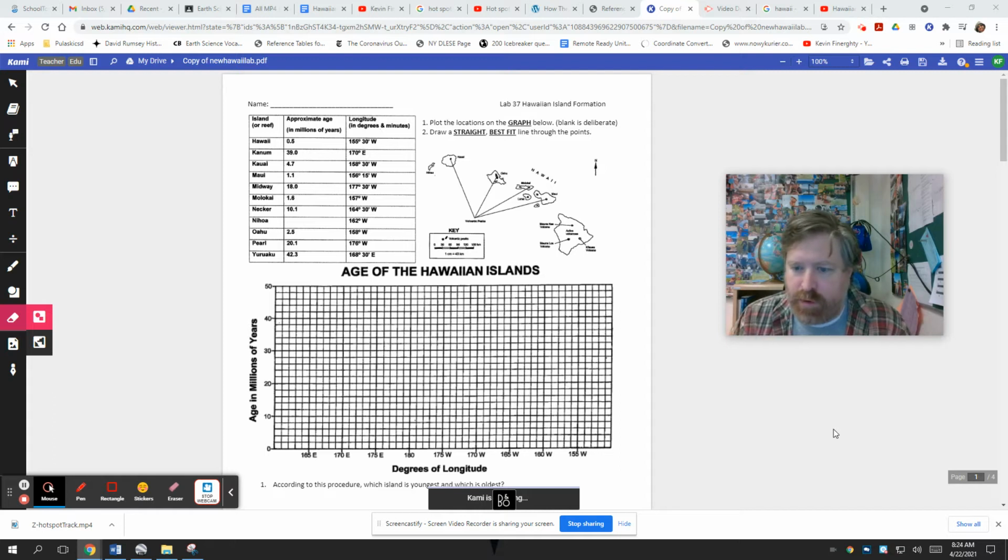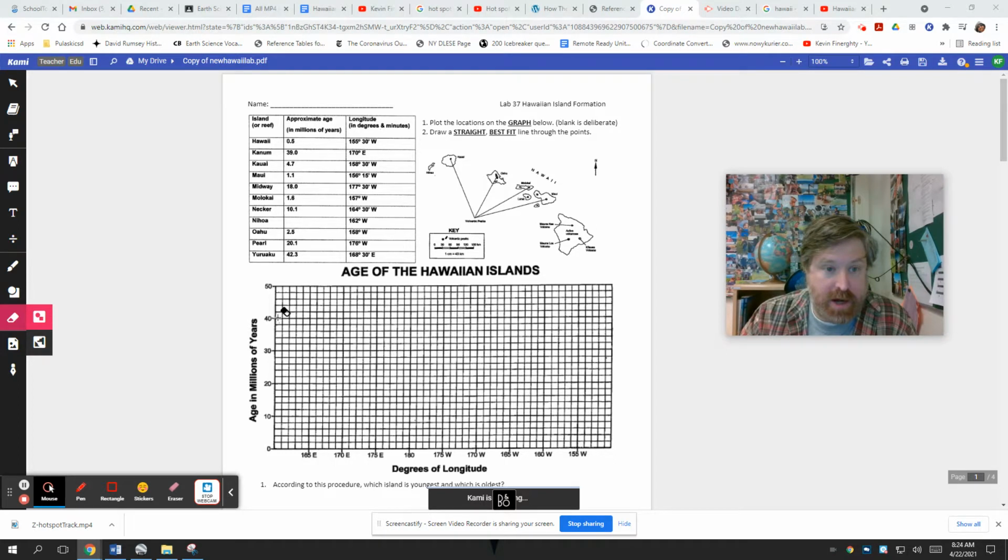All right, everybody, welcome to Earth Science, page one of the Hawaiian Island Formation Lab. What we're going to do here is a graph that people consistently think is a map. It's not a map, it's a graph. It's a graph that compares longitude to the age of the island. How old is the rock in that island?